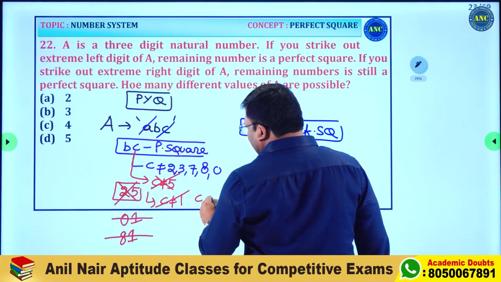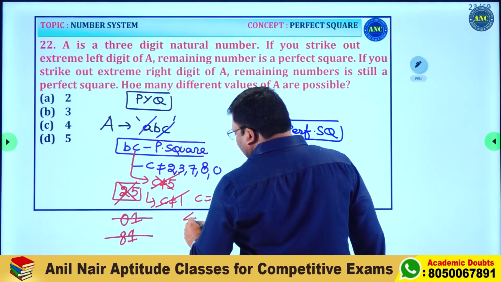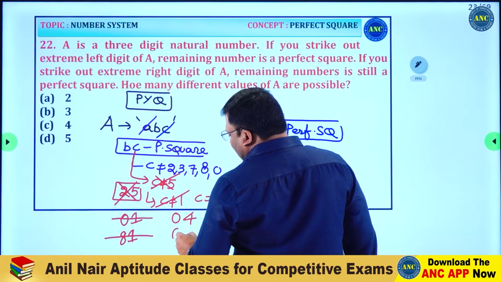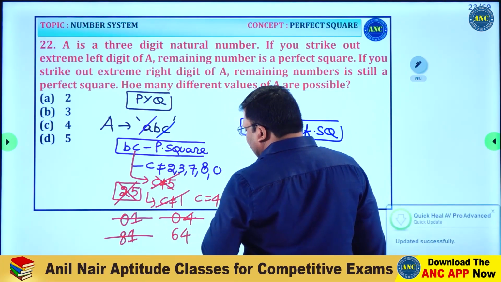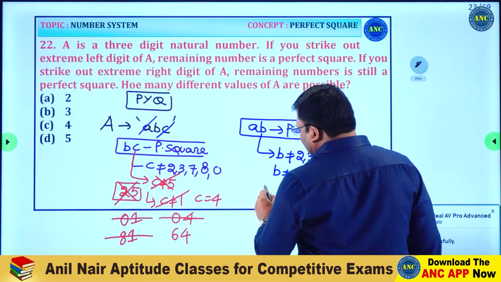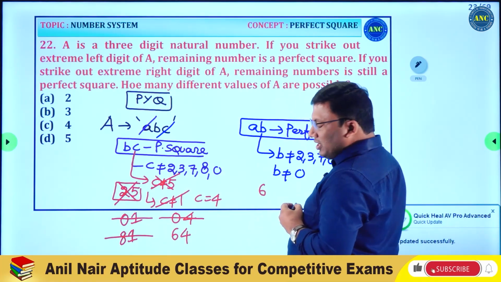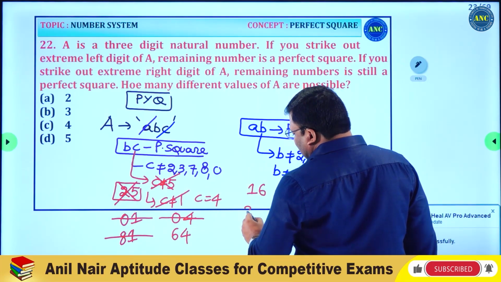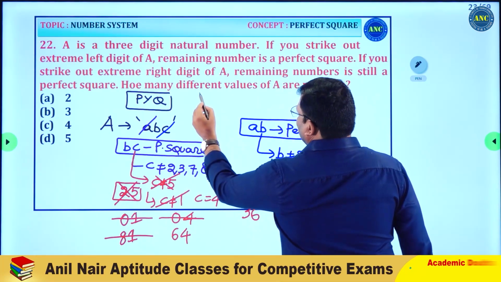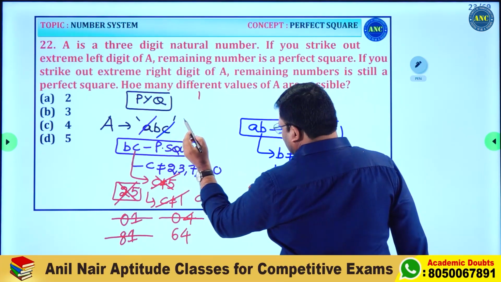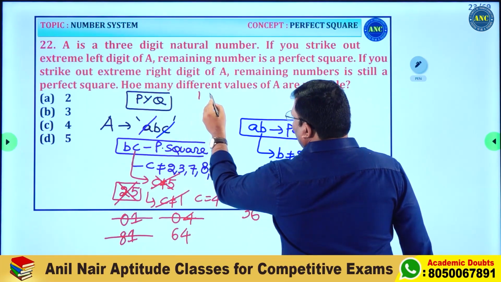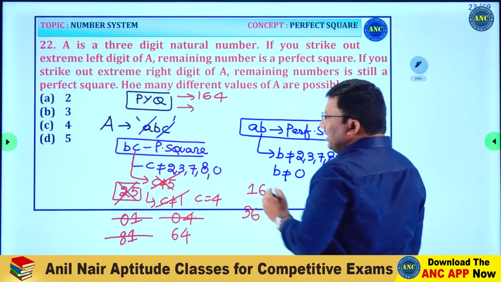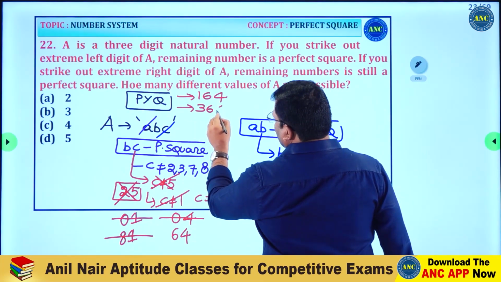Next, C is taking 4. What are the perfect squares that end with 4? 2 squared is 4 and 8 squared is 64. B cannot take 0, so B has to be 6. If B is 6, what are the perfect squares ending with 6? 4 squared is 16, 6 squared is 36. That means one number is A is 1, B is 6: 164. Next number is A is 3, B is 6: 364.